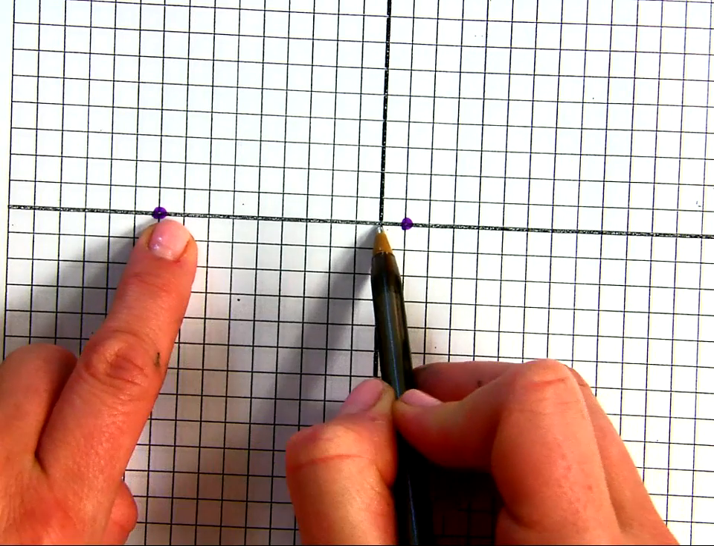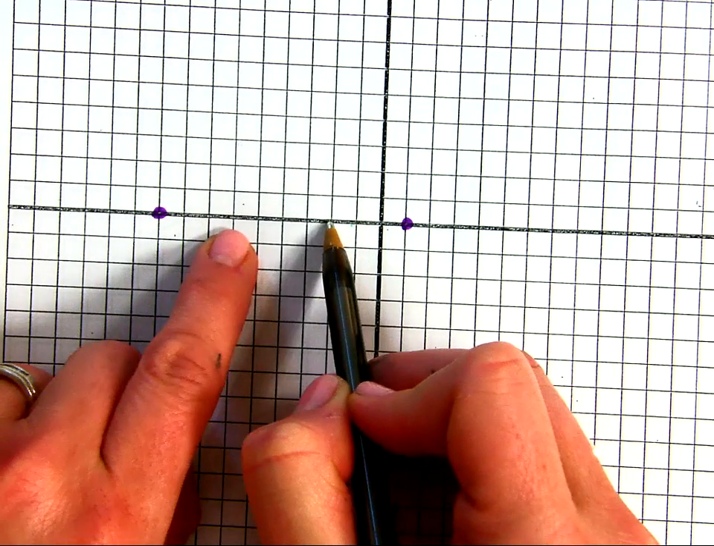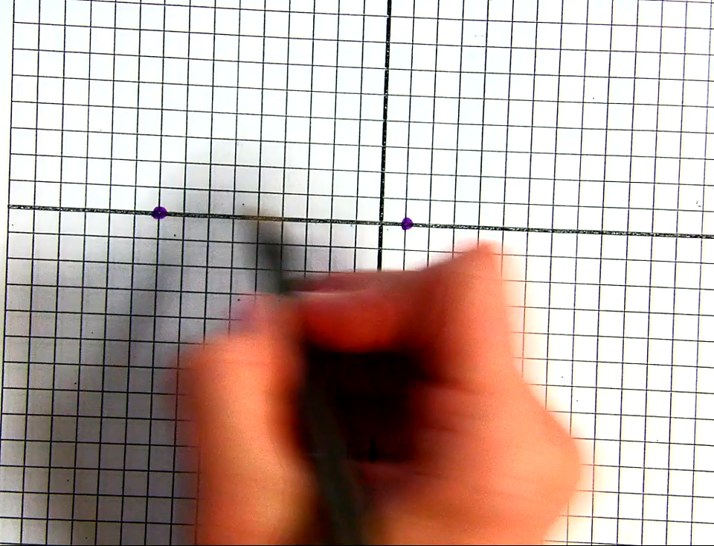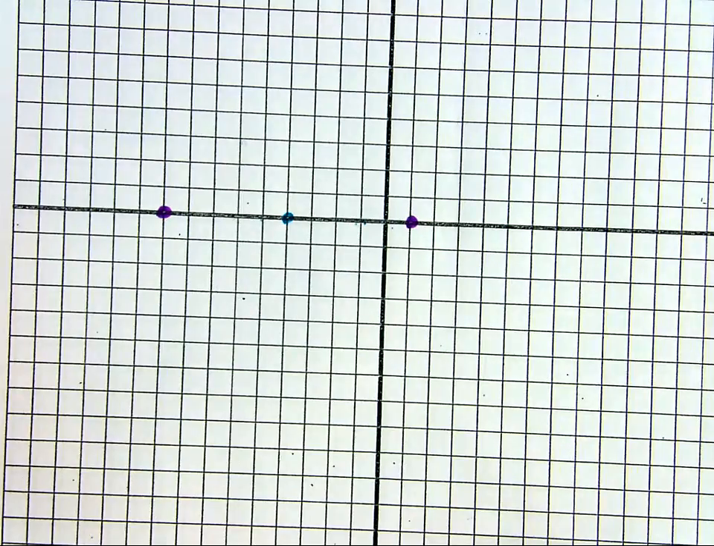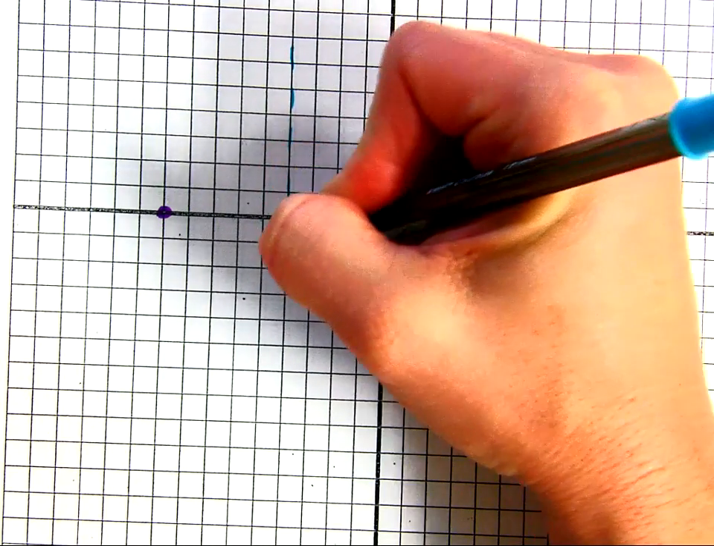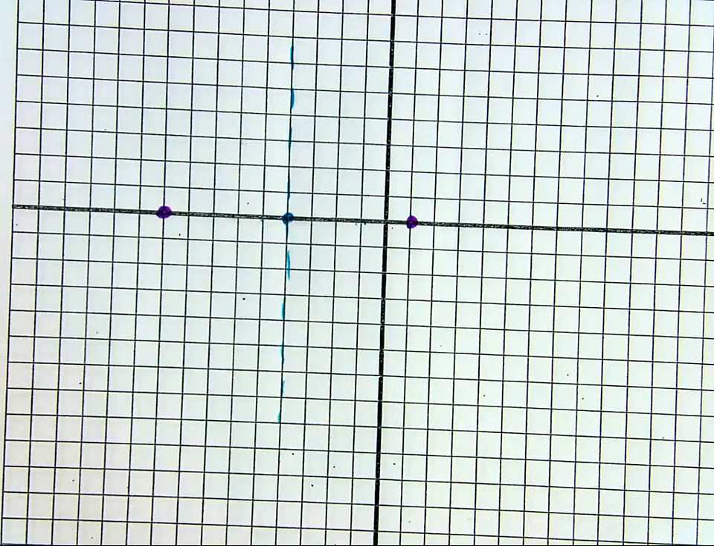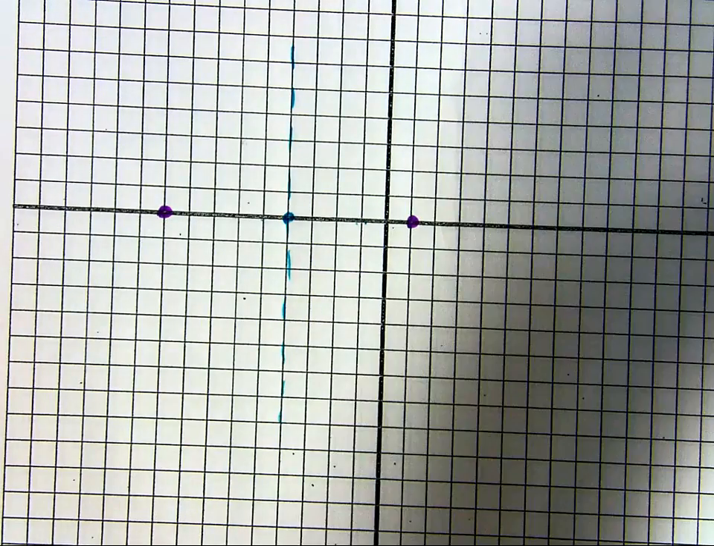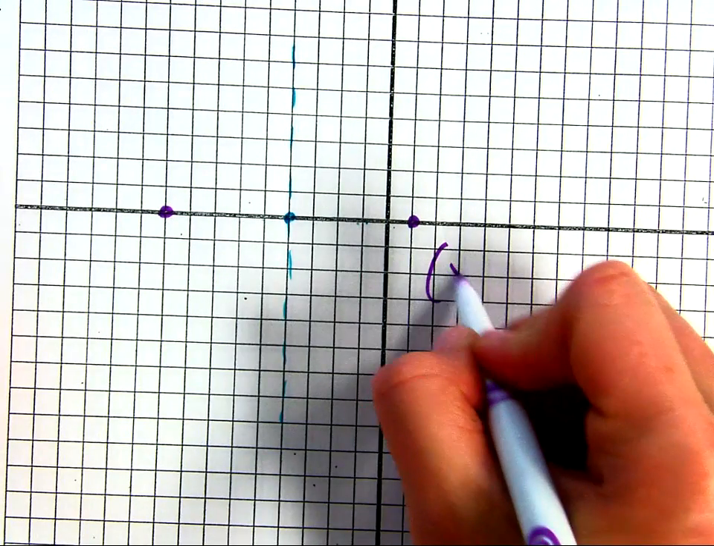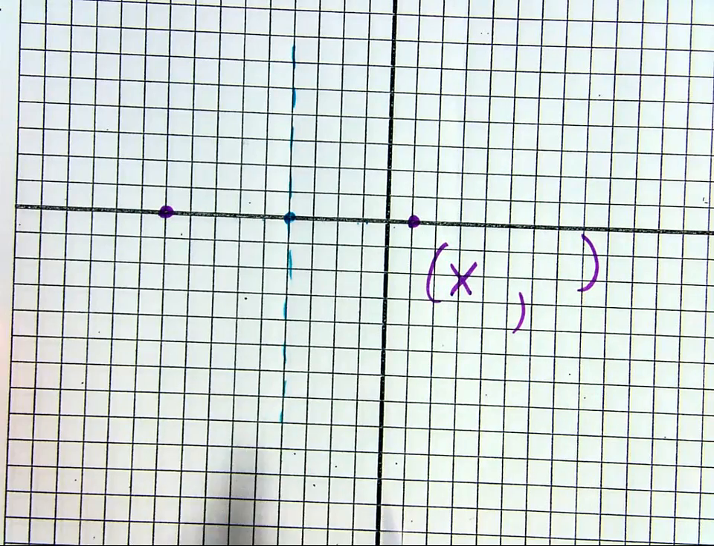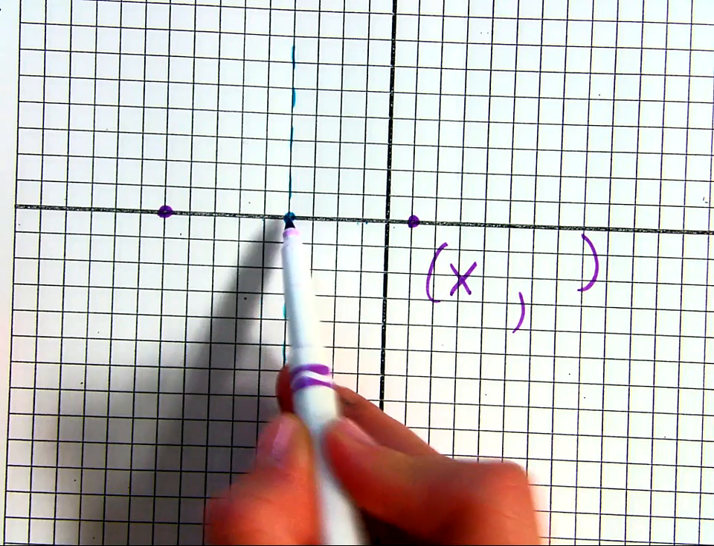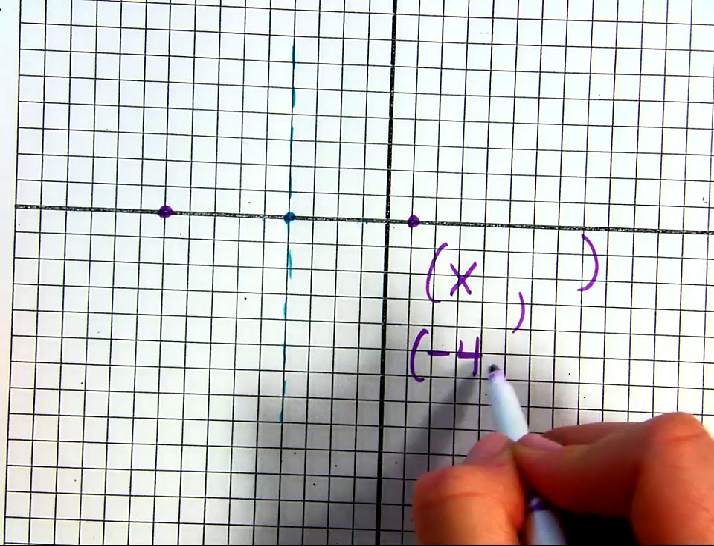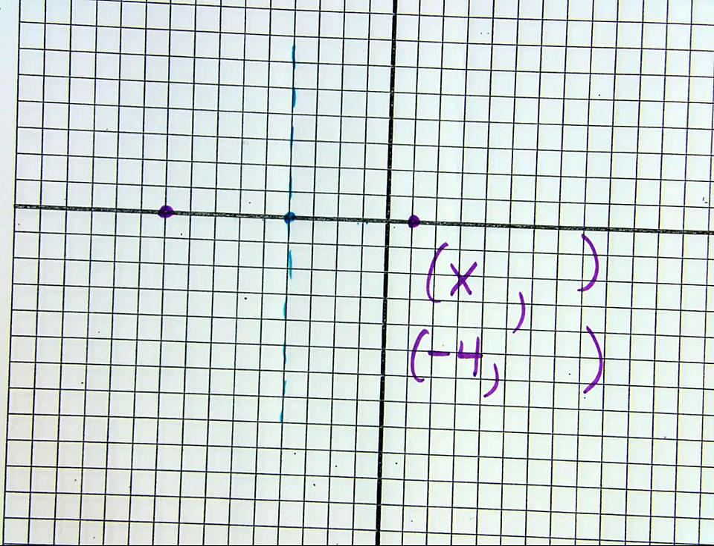So if I go halfway, 1, 2, 3, 4. So 1, 2, 3, 4. 1, 2. What are we at right here? Does that look right? Isn't this my axis of symmetry? Okay. So in other words, I know part of my value. I know the x. It's what? -1, -2, -3, -4. So I found halfway between the zeros.